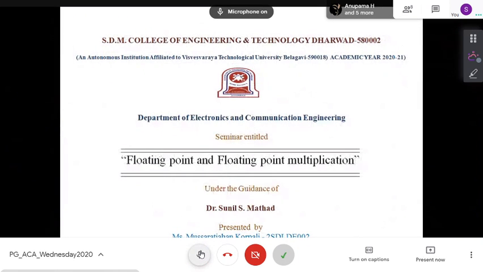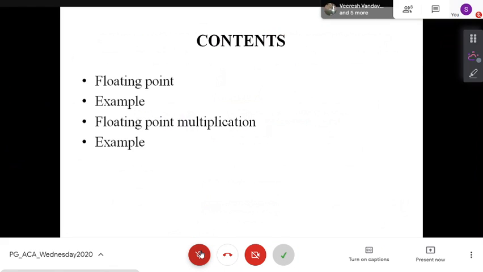Good afternoon, sir, and good afternoon, my friends. My name is Musrat. Today, I am going to present an advanced computer architecture seminar. My title is floating point and floating point multiplication. These are the contents which I am going to discuss in the further slides: floating point and an example, floating point multiplication and an example.